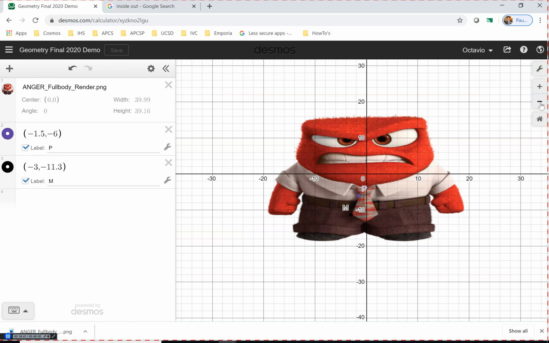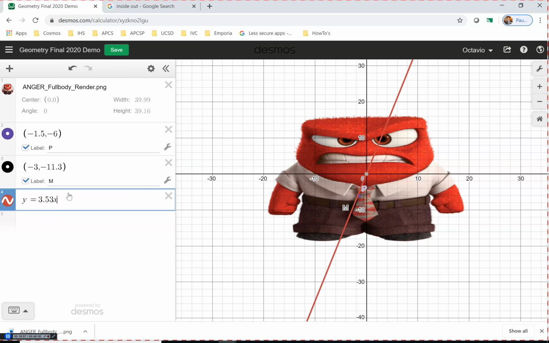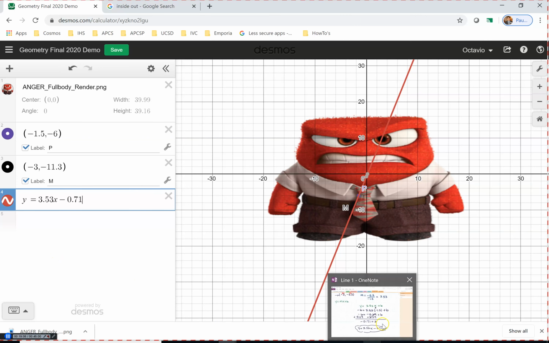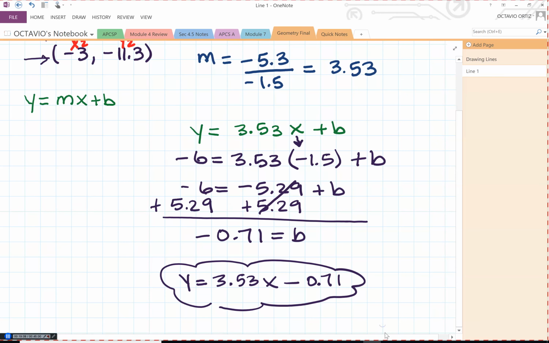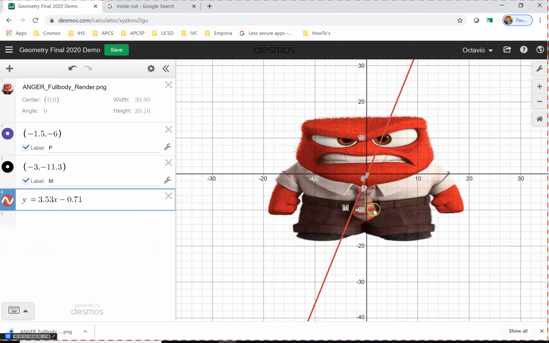Okay, I'm going to zoom out. There we go. I'm going to come in here and put y equals 3.53x minus 0.71. I don't have to put the y equals, but it's probably best that we do. Let me just confirm that that's the equation, 3.53x minus 0.71. Yeah, that looks right. And I go to Desmos right here.